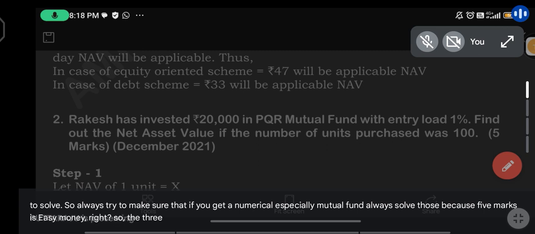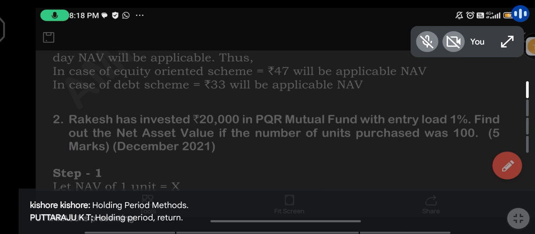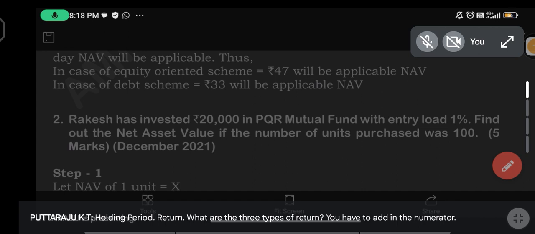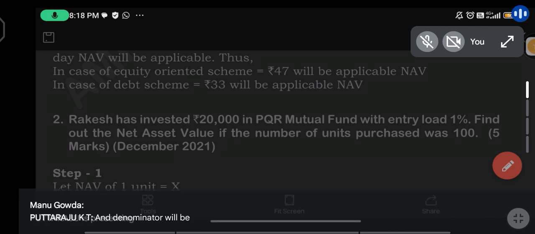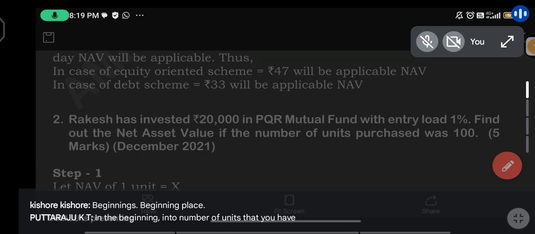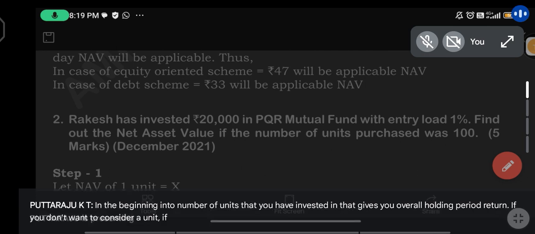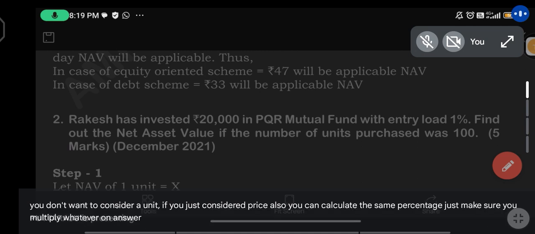So the three formulas that we have discussed today are: number one, what is the first one we discussed? Holding period method, sir. Holding period return. What are the three types of return you have to add in the numerator? Change in price, dividend, capital appreciation. And denominator will be the price in the beginning or price in the end? Beginning, sir. Beginning price. Price in the beginning into number of units that you have invested in. That gives you overall holding period return. If you don't want to consider units, if you just consider price also, you can calculate the same percentage. Just make sure you multiply whatever answer you get by 100 to convert your answer into percentage. So that is holding period return.